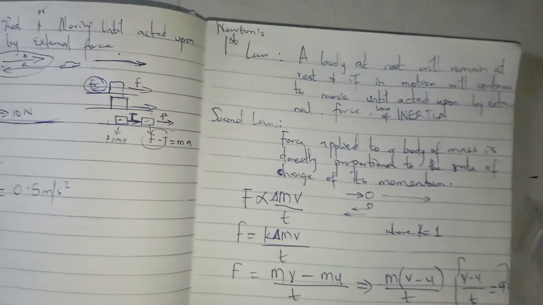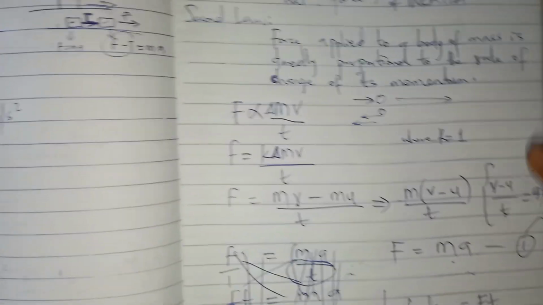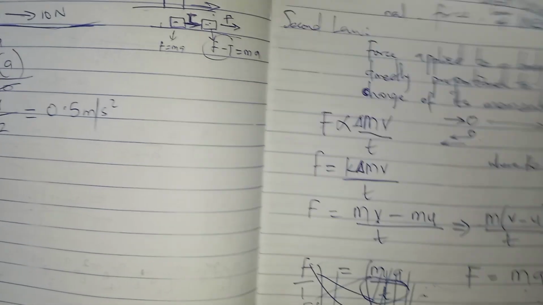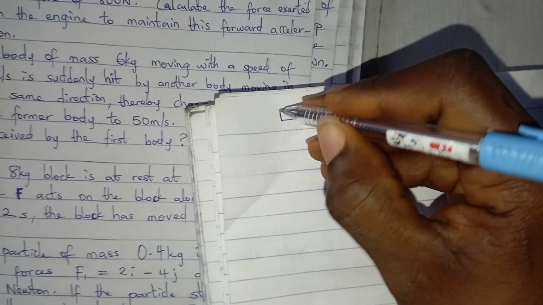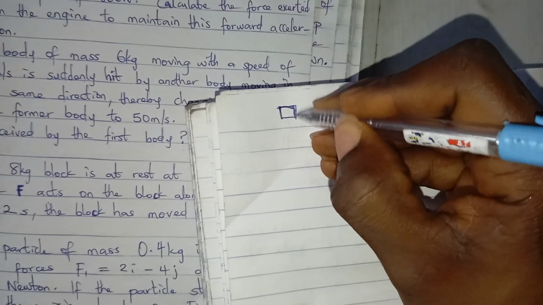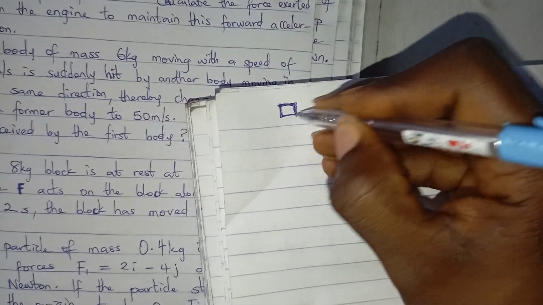So notice everything about the first and second law has to do with just a body. It has to do with just one body, a kg, a mass. It has to do with just mass. It can be going up, it can be going down, but it has to do with just a mass.